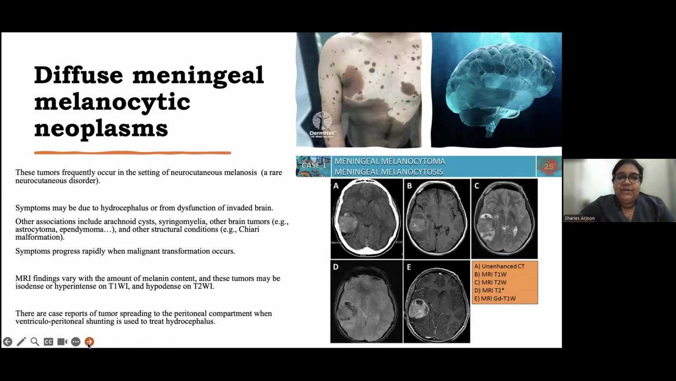These tumors frequently occur in the setting of neurocutaneous melanosis, which is a rare neurocutaneous disorder, and the symptoms may be due to hydrocephalus or from dysfunction of invaded brain. Other associations include arachnoid cysts, syringomyelia, other brain tumors such as astrocytomas or ependymomas, and other structural conditions such as Chiari malformations. Symptoms progress rapidly when malignant transformation occurs. MRI findings vary with the amount of melanin content, and these tumors may be isointense or hyperintense on T1 weighted imaging and hypointense on T2 weighted imaging. There are case reports of these tumors spreading into the peritoneal compartment, especially when VP shunts are used to treat hydrocephalus.